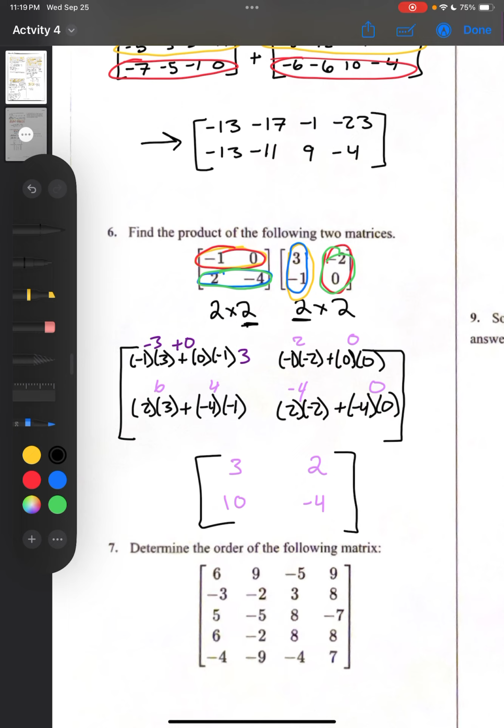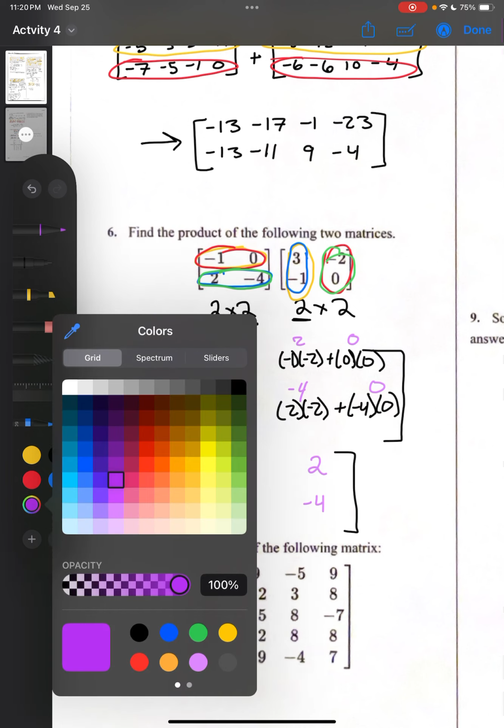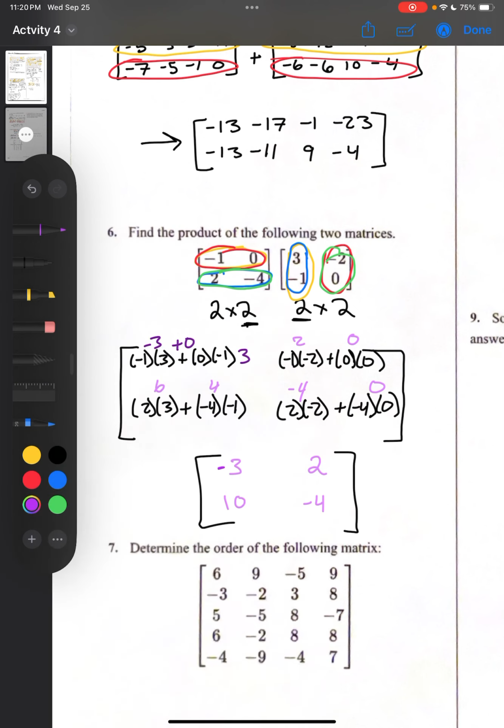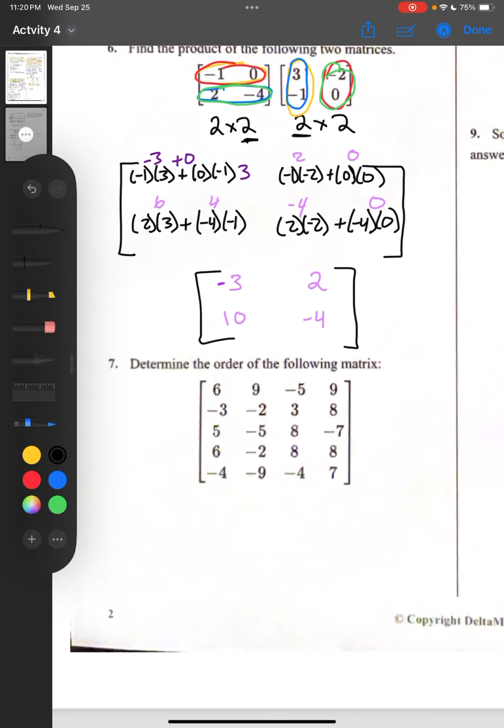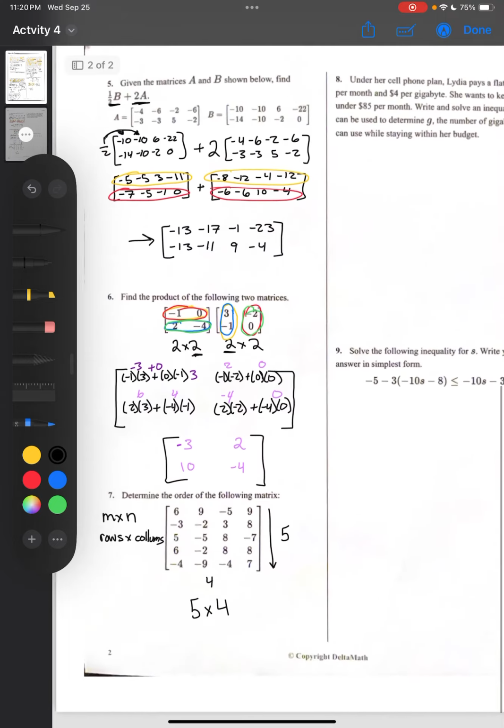Oh, I forgot the negative here. Sorry about that. This should be a -3. But yeah, that is the final product for that last one. Now, for number 7, it's just checking that you know the orders. When you do it, it's m times n, or rows by columns. So there are 1, 2, 3, 4, 5 rows and 1, 2, 3, 4 columns. So this is a 5 by 4 matrix.